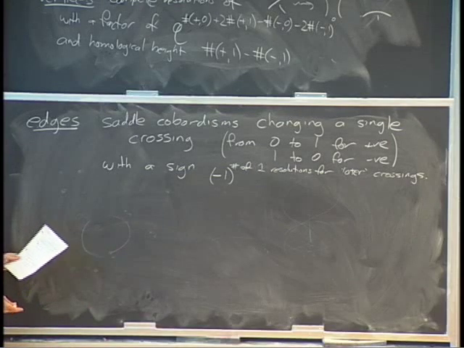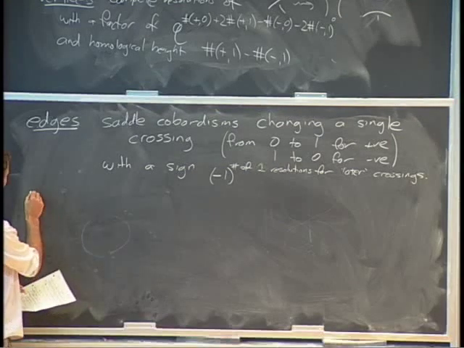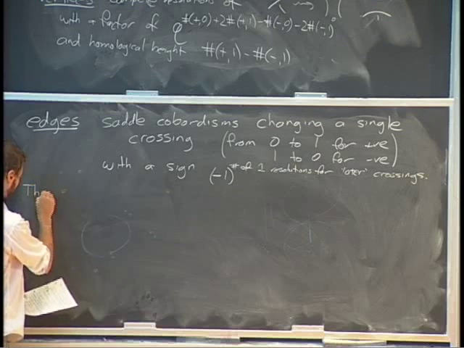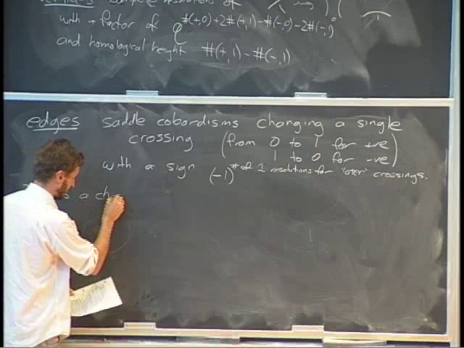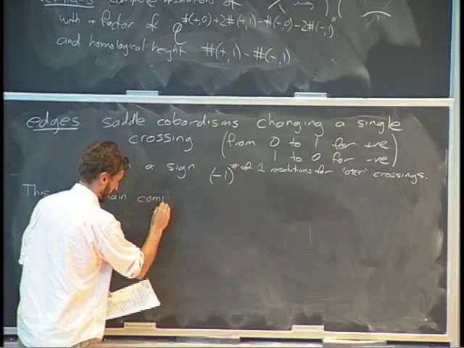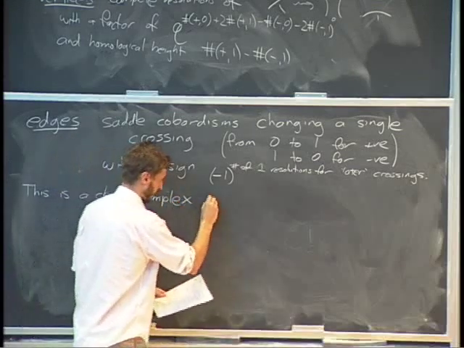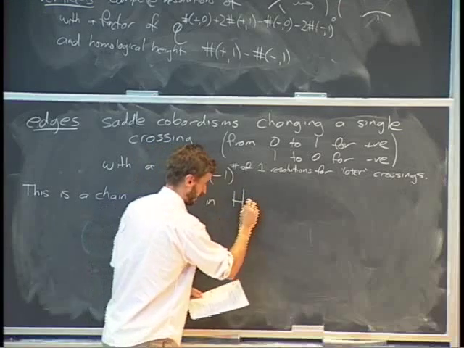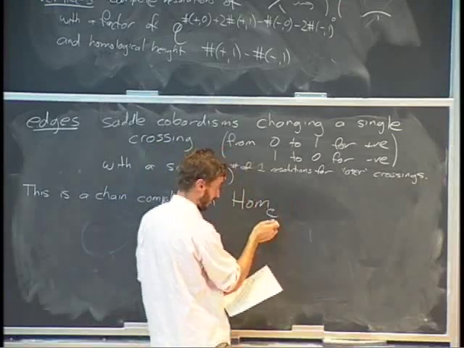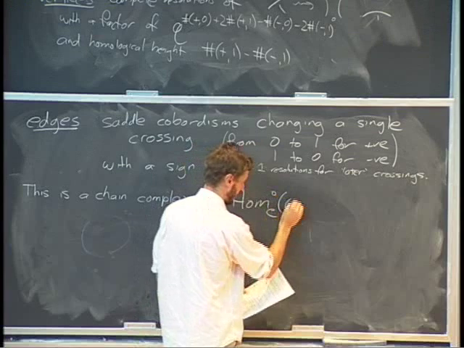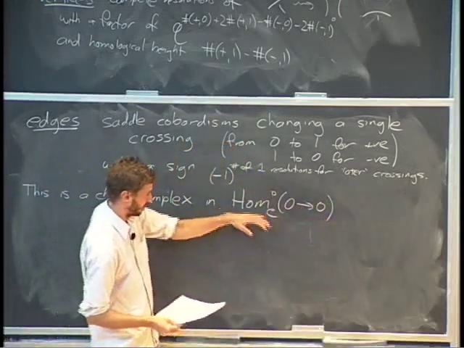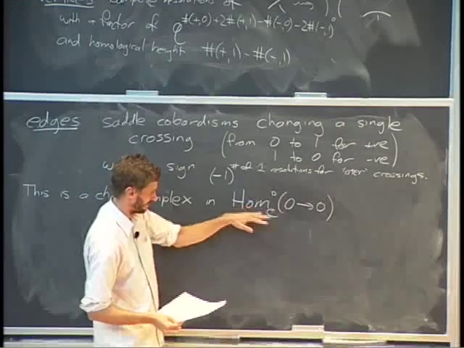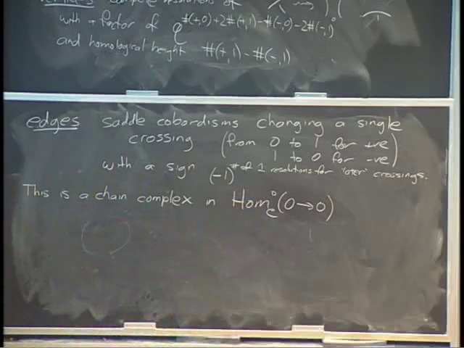Okay, and the point is that this is a chain complex in this crazy category Hom C without the star, 0 to 0. I mean, the point is that complexes in Hom C without the star are elements of Hom C with a star. That was the idea yesterday.